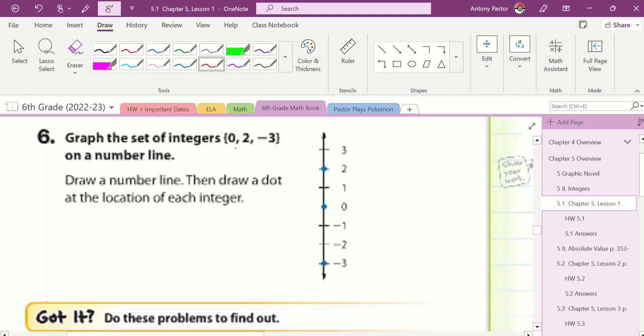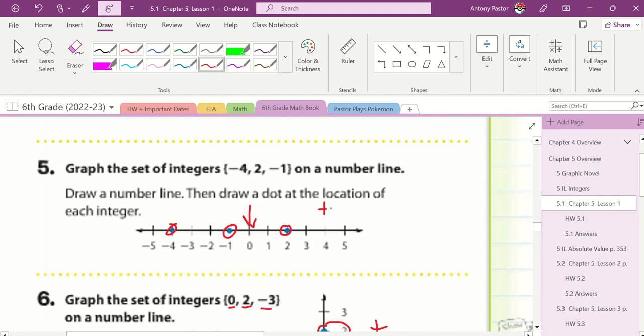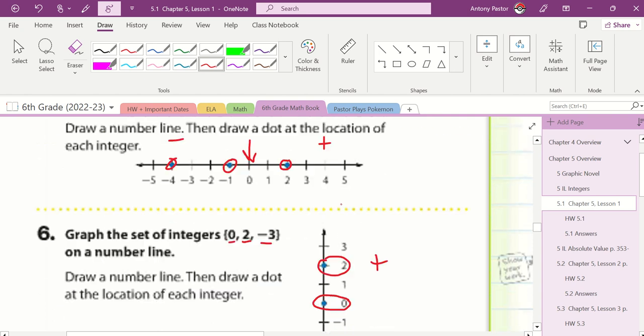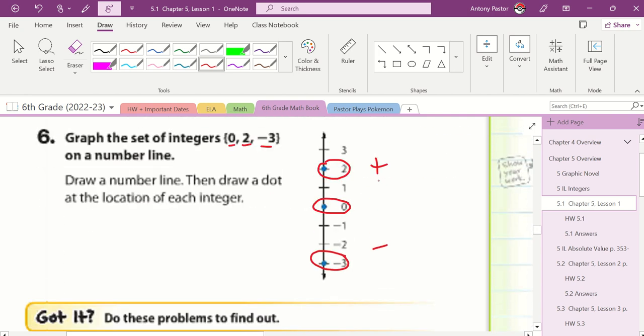Graph the set of integers 0, 2, and negative 3 on a number line. This is a vertical number line, so 0 is still present, but remember, positive is up top, negative is on bottom. So we're going to start with positive 2 being right here on top of 0. We're going to then go to 0, which is already circled, and then negative 3, which would be below 0, 3 down. So remember, on a horizontal number line, positive to the right, negative to the left, and then on a vertical number line, positive up, negative down.